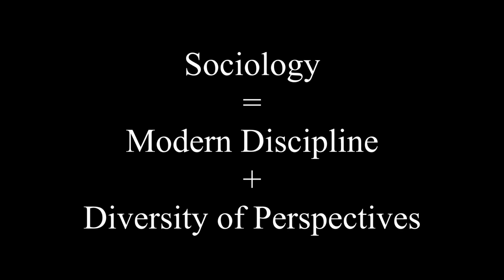According to the authors of Penguin's Dictionary of Sociology, it is because of the fact that sociology is both a modern discipline and contains a diversity of perspectives. While many trace the systematic study of human societies back to the 14th century Arab scholar Ibn Khaldun, sociology as an academic discipline didn't really begin until after the French Revolution in the early 19th century. And it was with the theories of the French scholar Auguste Comte that really solidified sociology.